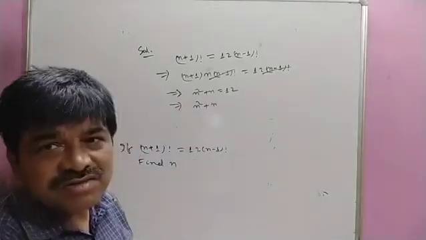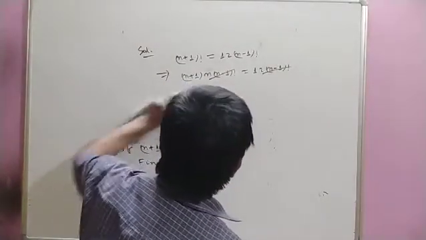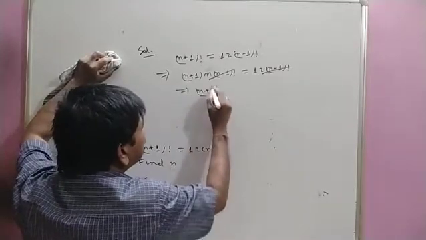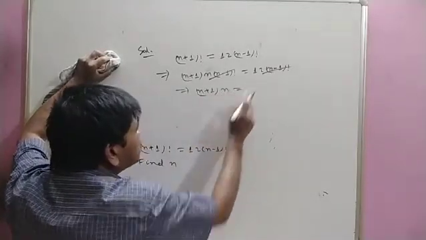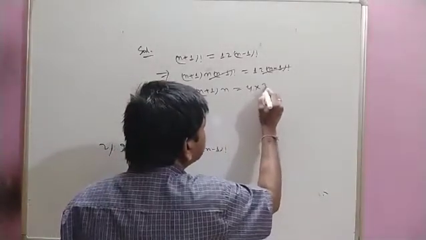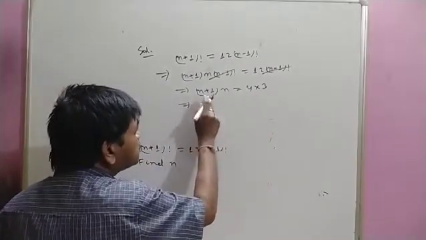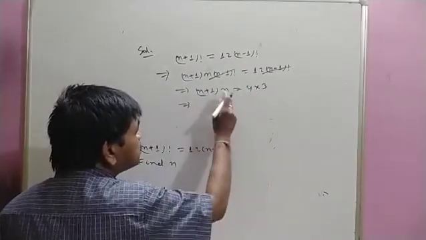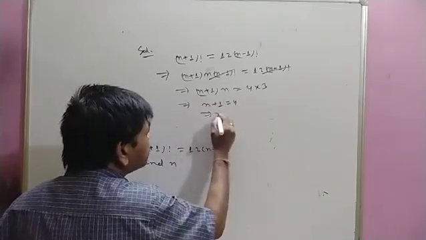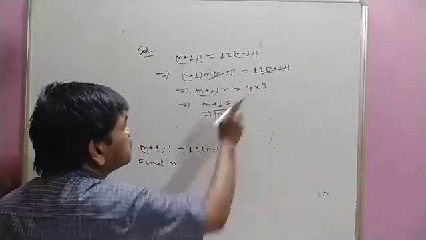Or here you can do directly also. No need to factorize by middle term factorization, because here you see the first factor is n plus 1, the second factor is reduced by 1, so the right hand side will be expressed like that. 12 you can write as 4 into 3, so first factor 4, second factor reduced by 1. So here first factor n plus 1 is 4, second factor n is 3. So n plus 1 is 4, from this n is equal to 4 minus 1, that is 3, or directly you can say n is equal to 3.